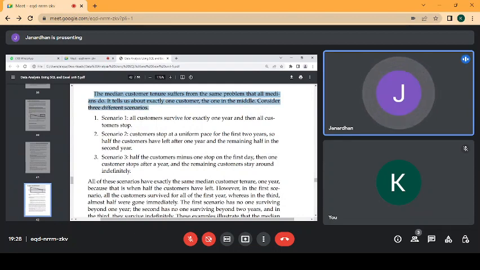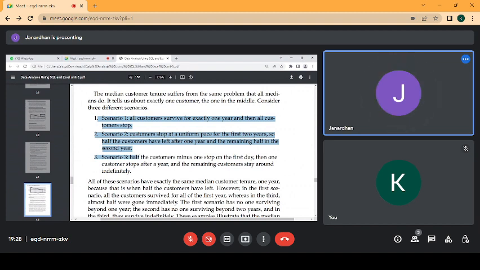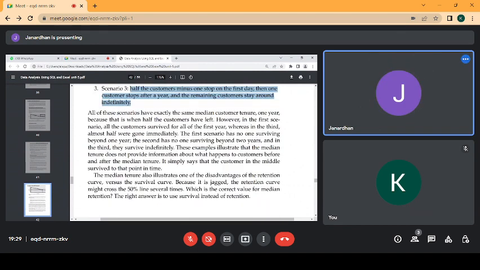It tells us about exactly one customer, the one in the middle. Consider three different scenarios. Scenario 1: all customers survive for exactly 1 year and then all customers stop. Scenario 2: customers stop at a uniform pace for the first 2 years, so half the customers have left after 1 year and the remaining half in the second year. Okay, next scenario 3: half the customers minus one stop on the first day and the remaining are next day. All of these scenarios have exactly the same median customer tenure, 1 year, because that is when half of the customers have left.